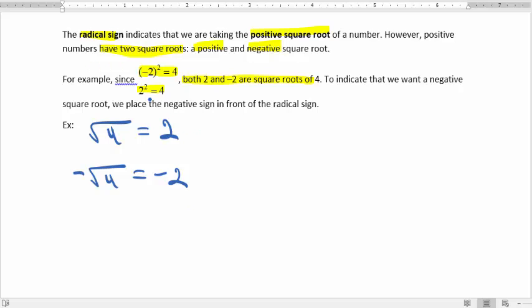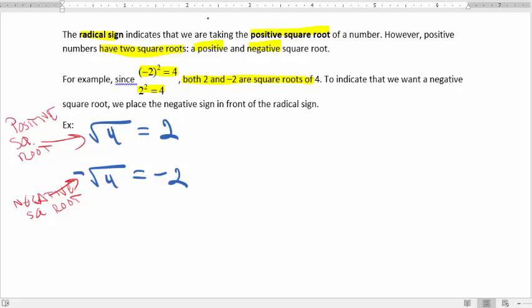The thing to remember is that both 2 and negative 2 are square roots of 4, because both of them squared give you positive 4. But when you see this symbol, it means the positive, and this means the negative square root. So just keep that in mind.